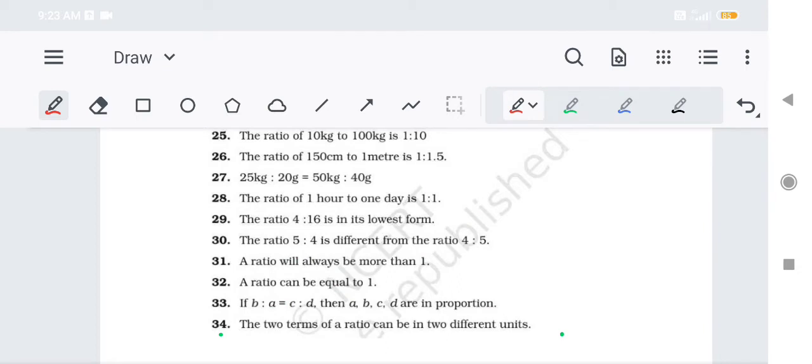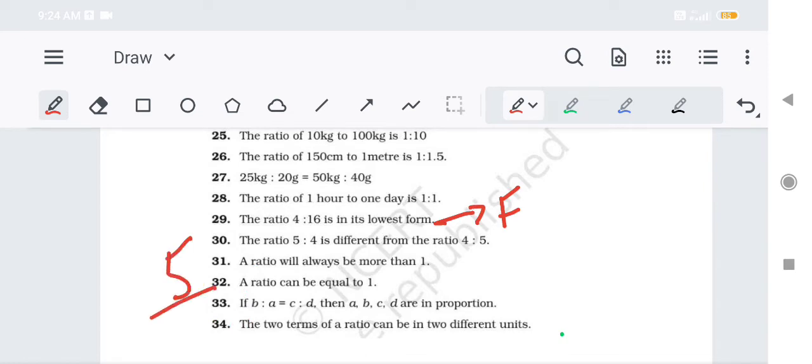In question number 29 it is written the ratio 4 is to 16 is in its lowest form. Of course not. 4 is an even number, 16 is also an even number. So this statement is also false. Let's come to the next one.